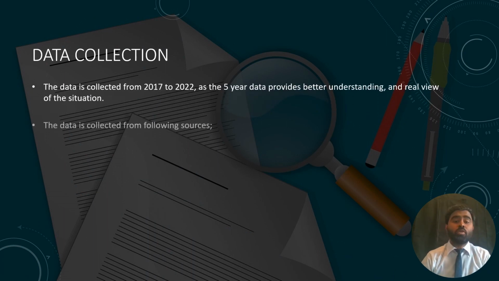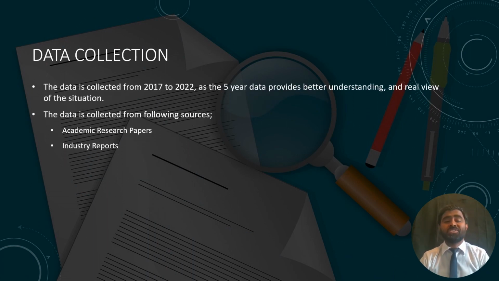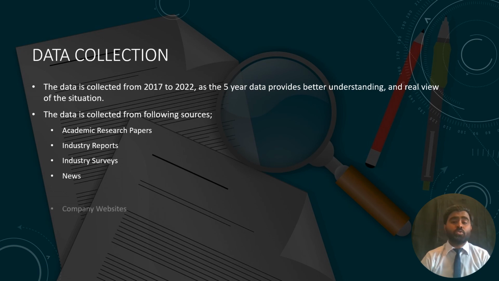I am discussing now my data collection. The data is collected from 2017 to 2012, since 5-year data provides a more complete picture of the situation, as newer data provide a more solid foundation for research topic analysis. The information was gathered from the following sources: academic research papers. These are scholarly studies that have been published in academic journals and provide a research-based viewpoint on organizational leadership and its impact on clothing brands.